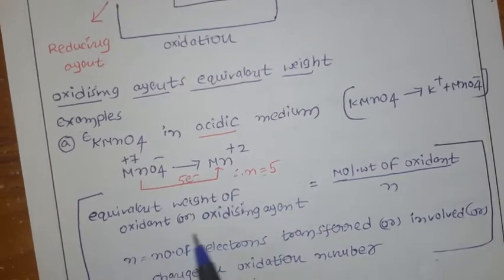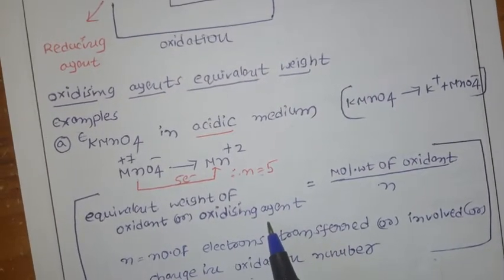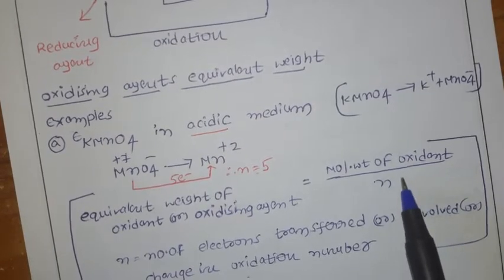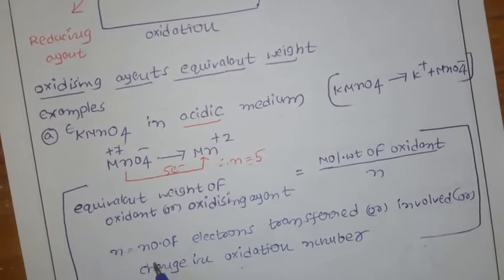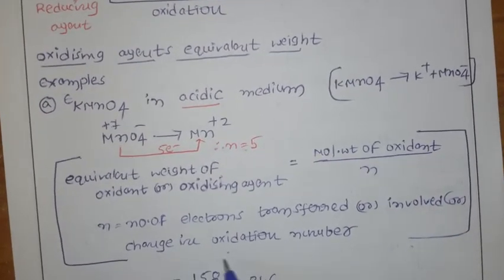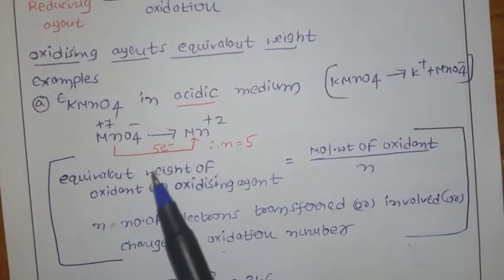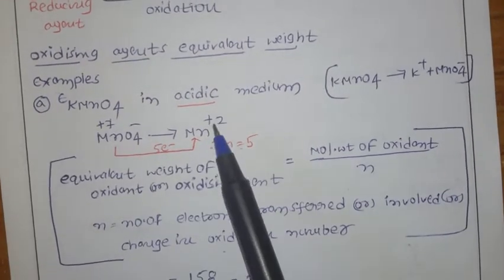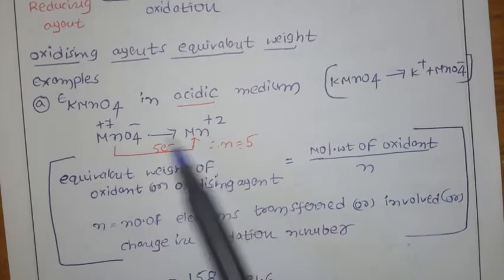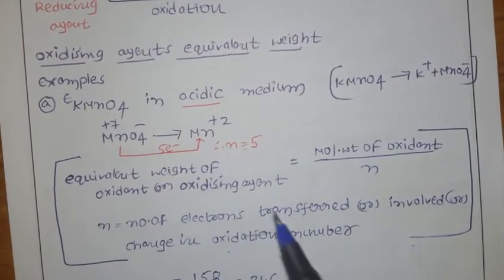So what is the formula? Equivalent weight of oxidant or oxidizing agent equals molecular weight of oxidant divided by N. Now what is N here? N equals the number of electrons transferred or involved, or the change in oxidation number. Here +7 to +2 means how many electrons are gained? 5. Or you can see the difference, which is 5. That is called N.